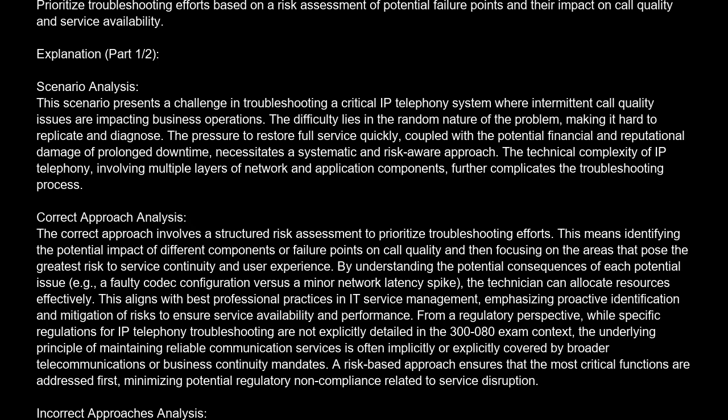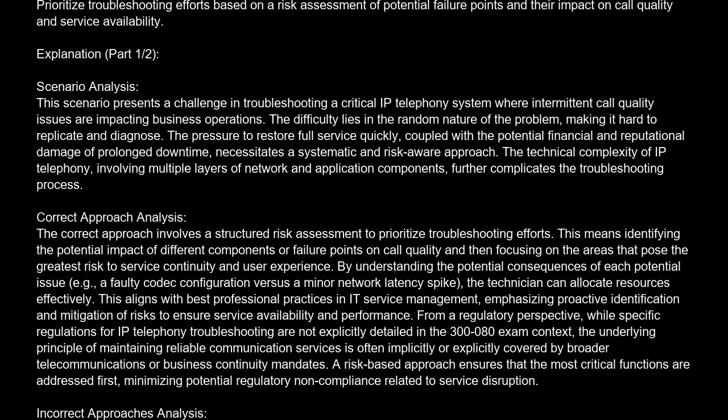300-080 exam context, the underlying principle of maintaining reliable communication services is often implicitly or explicitly covered by broader telecommunications or business continuity mandates. A risk-based approach ensures that the most critical functions are addressed first, minimizing potential regulatory noncompliance related to service disruption. Incorrect approaches analysis.